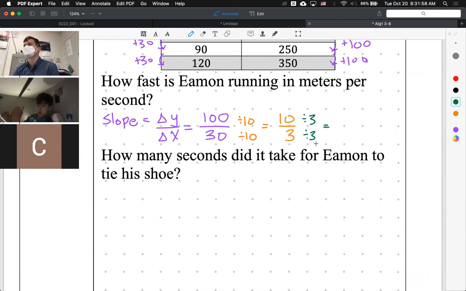I agree. We're going to have a decimal or some mixed fraction, unfortunately. Do you know the decimal approximation for 10 divided by 3, Jose? 3.3, repeating. I put a little bar over that.